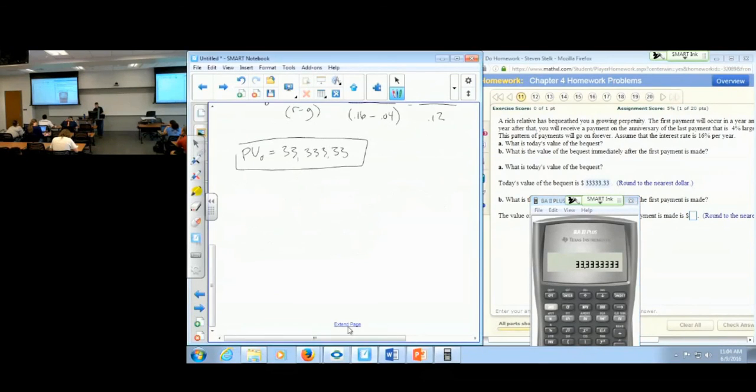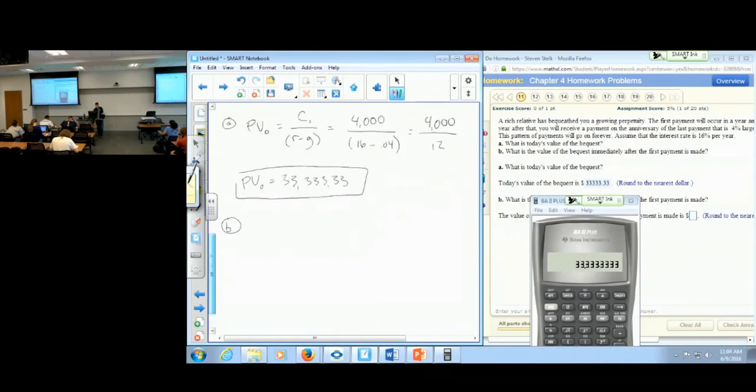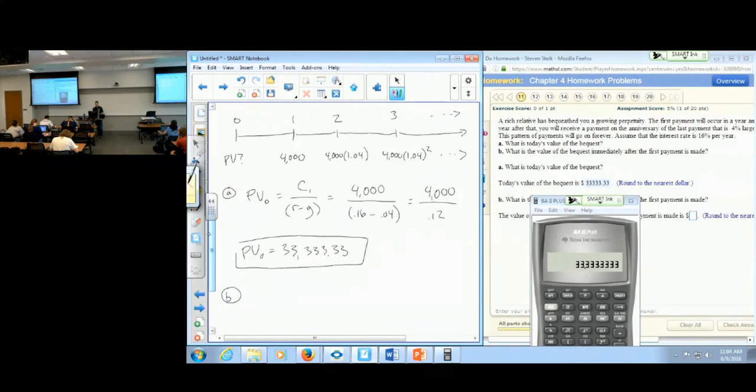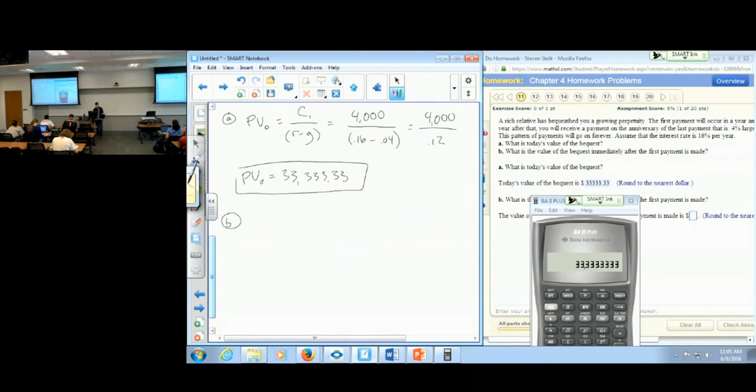Part B changes the question on us a little bit. What is the value of the request immediately after the first payment is made? So we're moving on the timeline now. I'm just redrawing the timeline. You don't have to do this in your notes. Just don't want it to get you jumbled.